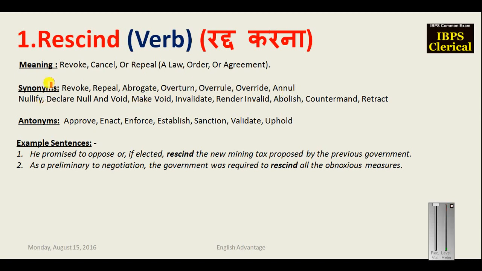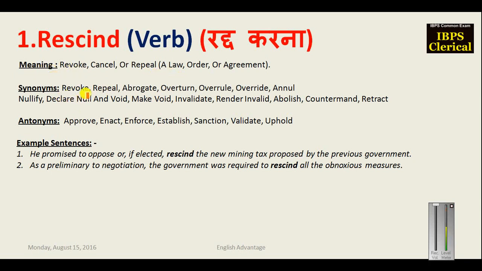Now let us look at some other synonyms for this word. Nullify, to make null and void. Invalidate, to render invalid. Abolish, normally used for eradicating traditions, like Raja Ram Mohan Roy abolished the Sati Pratha. Countermand is very important. Countermand, or rescind, or cancel, or retract. All of them are very important. To revoke is to cancel or repeal a law, order, or agreement. So this is the meaning of this word.